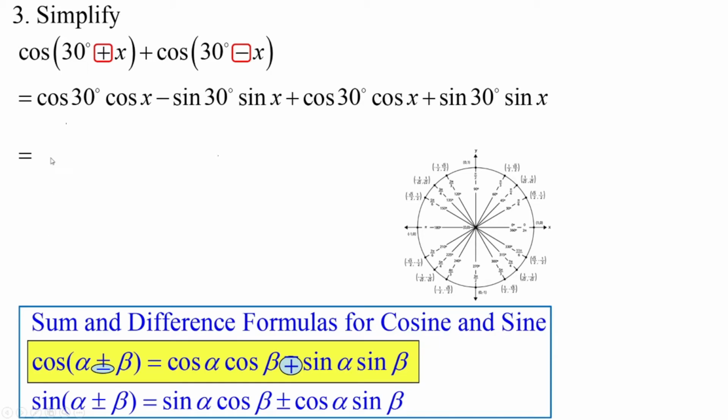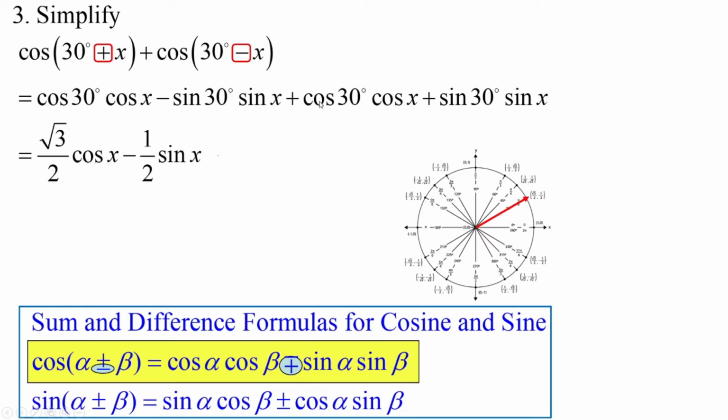Well, you guys know cosine of 30 is √3/2. And you see it right here. There's your angle, and this horizontal distance right here is exactly √3/2. All right? And then you've got your cosine of x, and then minus sine of 30. Well, that would be this vertical distance right there, which is exactly 1/2. Minus 1/2 sine of x.